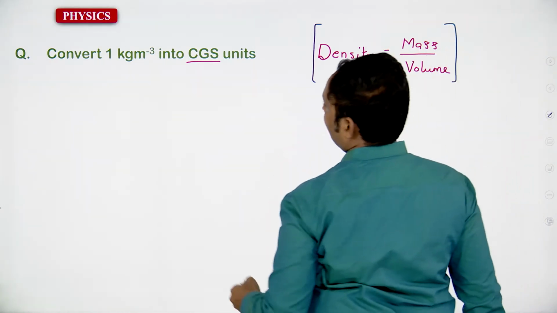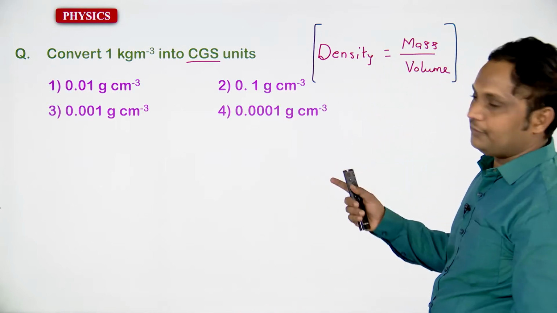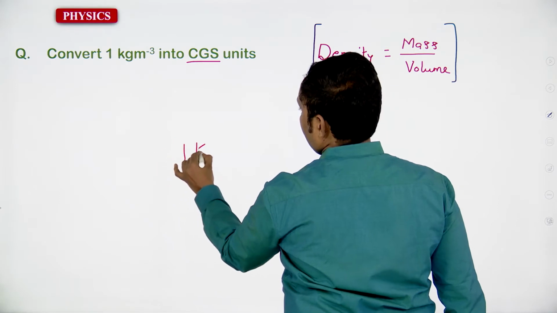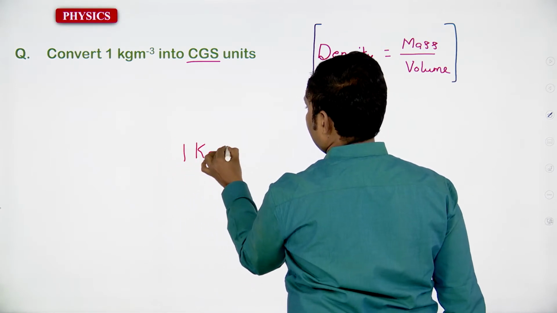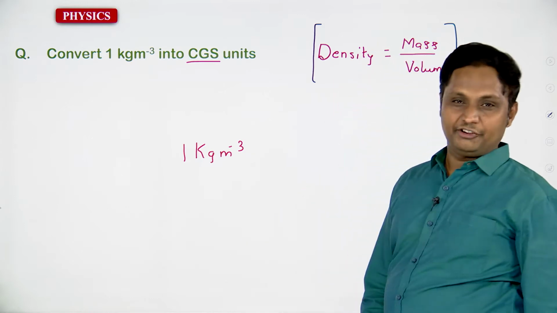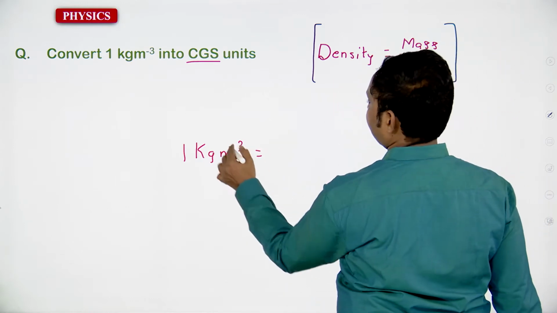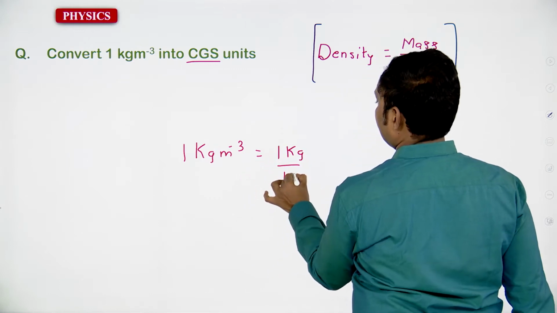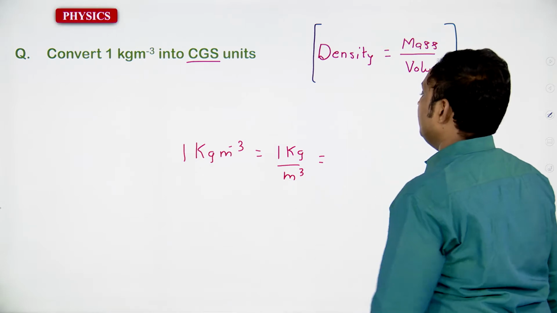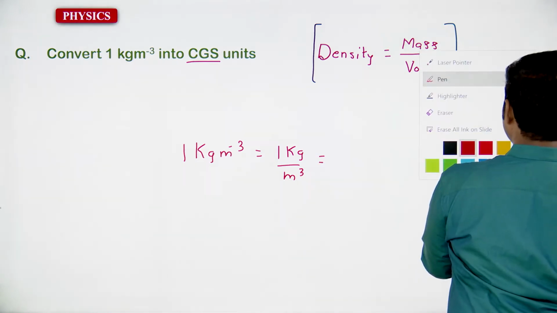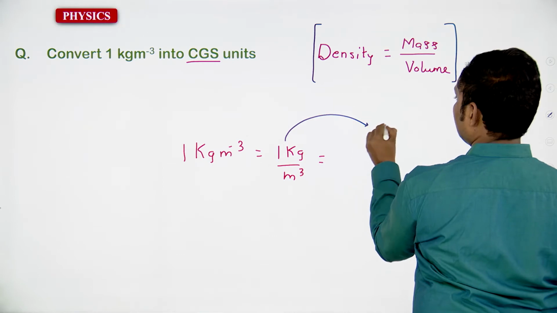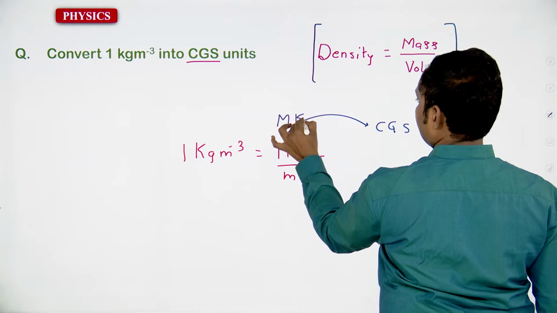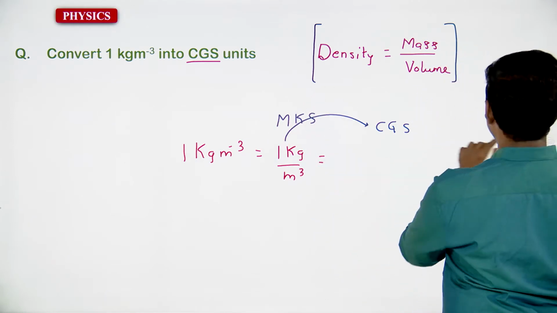Now you have to get the answer. We can use this space. You just have to take 1 kg per meter cube, and you can write it as kg per meter cube. Very simple. So you have to convert it into CGS. This is the MKS system.